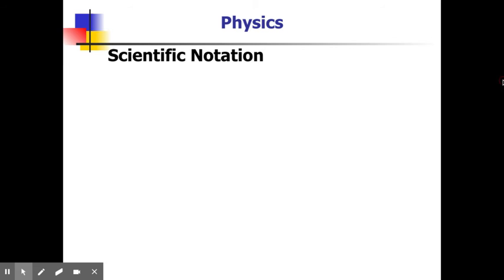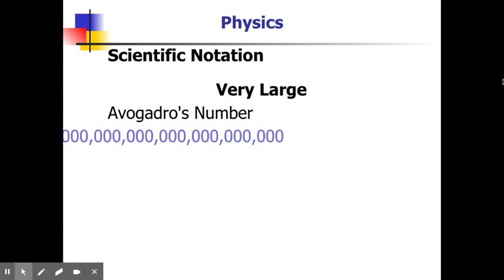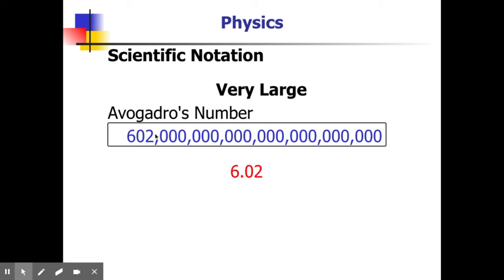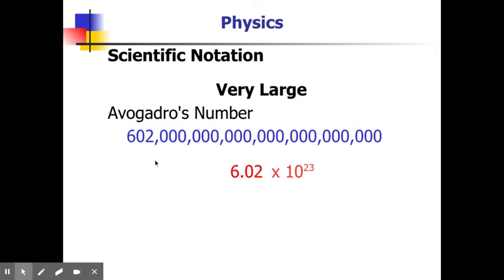So a very large number like Avogadro's number. How would I write this? Well, the very first non-zero number that is important is 602. Write this as a decimal. And then count the number of spaces you have to move the decimal point. 1, 2, 3, 4, 5, ... 21, 22, 23. So write that times 10 to the 23.